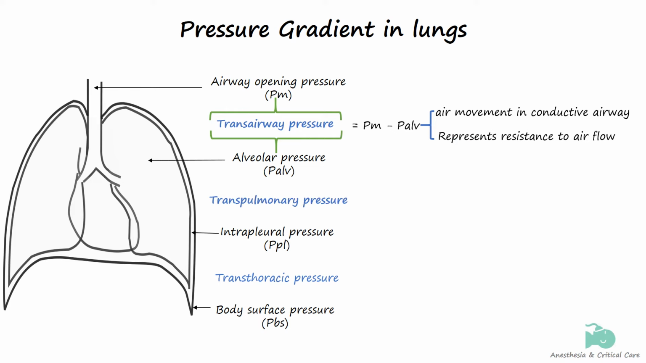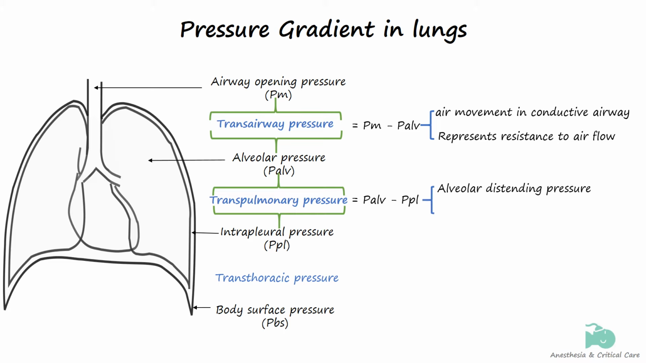Transpulmonary pressure, or transalveolar pressure, is the pressure difference between the alveoli and the pleural space. It is the pressure required to maintain alveolar inflation and is therefore sometimes called the alveolar distending pressure. All modes of ventilation increase transpulmonary pressure, either by decreasing intrapleural pressure as in negative pressure ventilators, or by increasing alveolar pressure as seen in positive pressure ventilators.